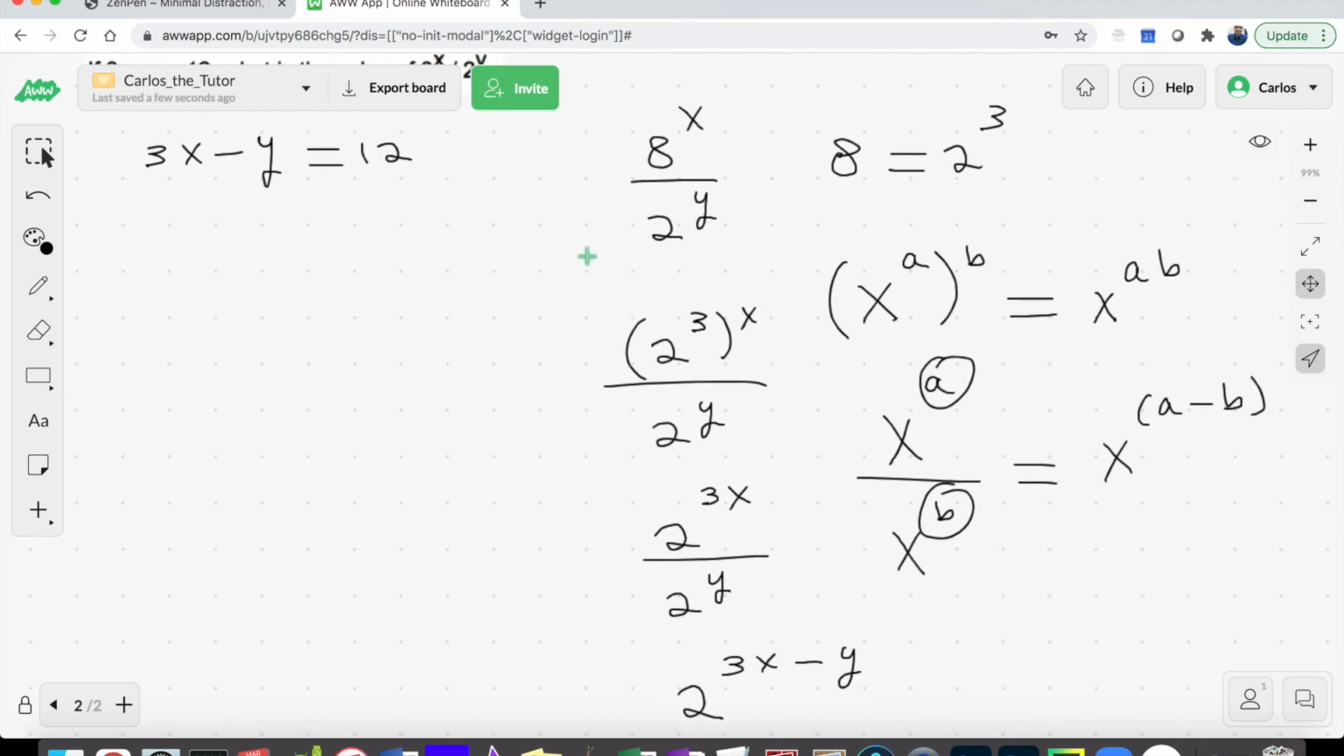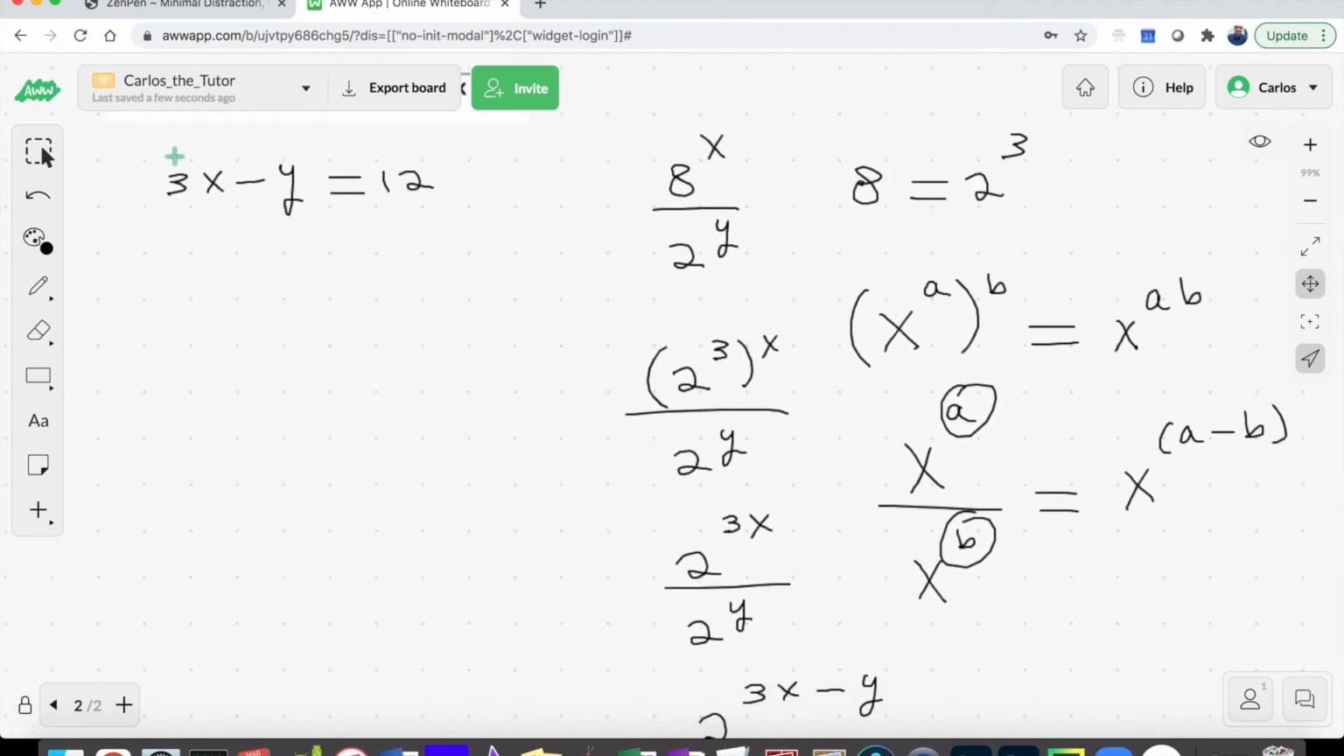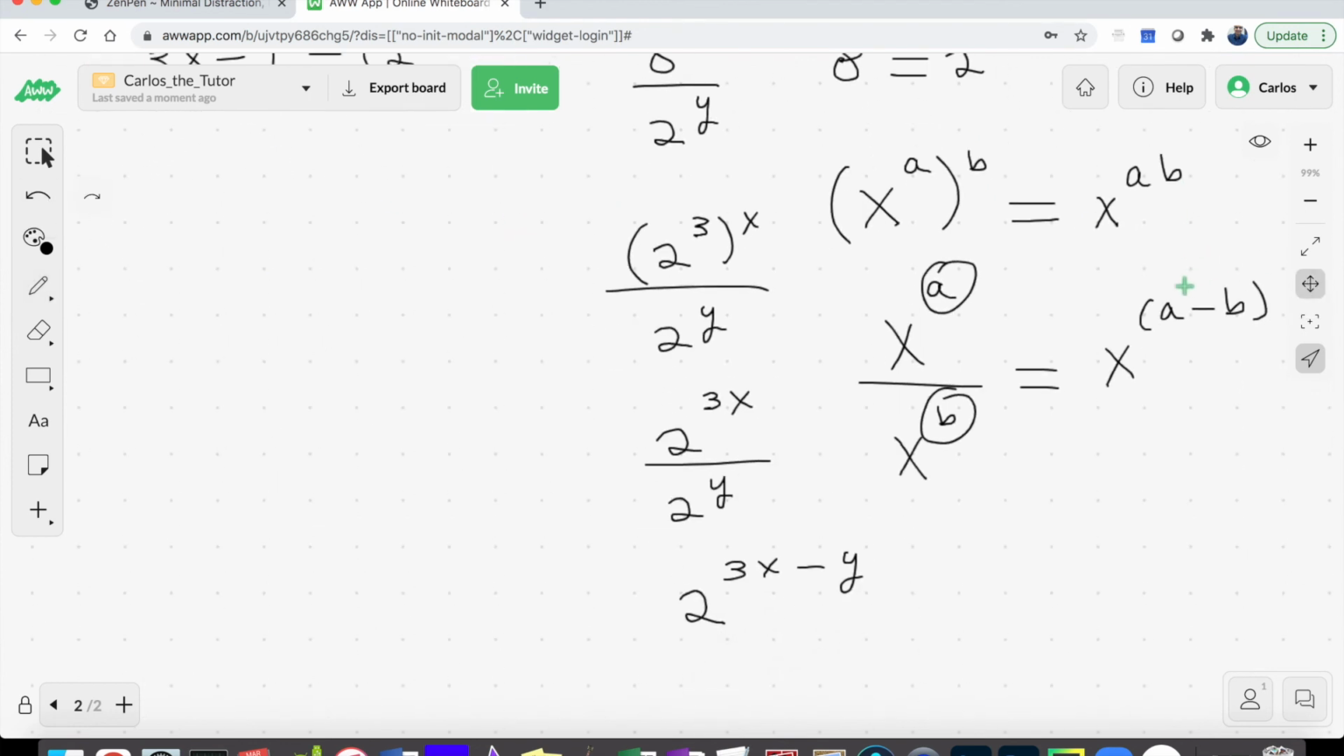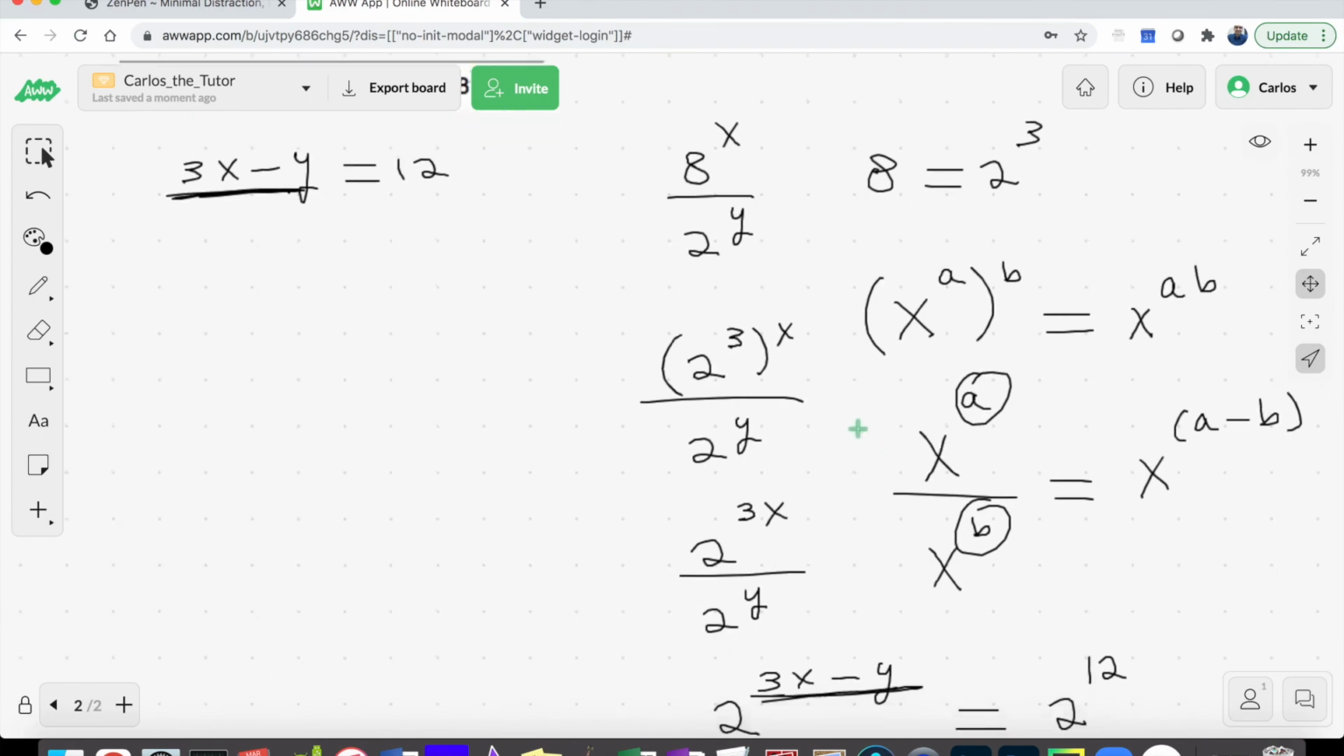Now, I've simplified this term, 8 raised to the power x divided by 2 to the power y, and I still have 3x minus y equals 12. I see that 3x minus y is also found in the new expression that I created here. So I know that I can substitute 3x minus y with 12. And the final answer that I get for this problem is 2 raised to the power 12. And that's my final answer.